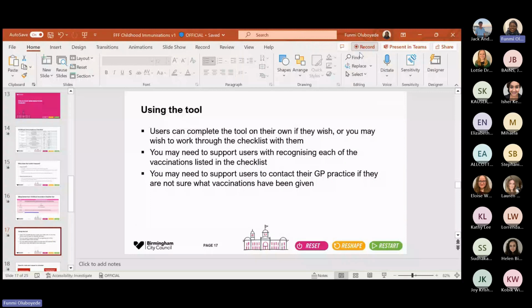So users can complete the tool on their own if they wish, or the provider can work through the checklist with them. And you may need to support the user with recognising each of the vaccinations listed in the checklist. And you may need to support users with contacting their GP practice if they're not sure what vaccinations have been given.